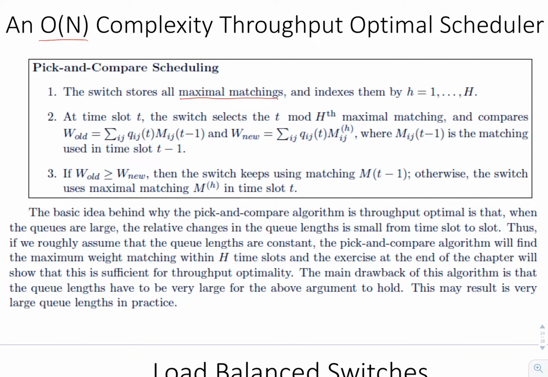This is VOQ 1,1, 1,2, 1,3, right? But we basically have these buffers at the input working in a first come, first served fashion, and then they cycle through n different matchings in a round-robin fashion, which serve to distribute arrivals into each virtual output queue evenly. We'll see how this happens.